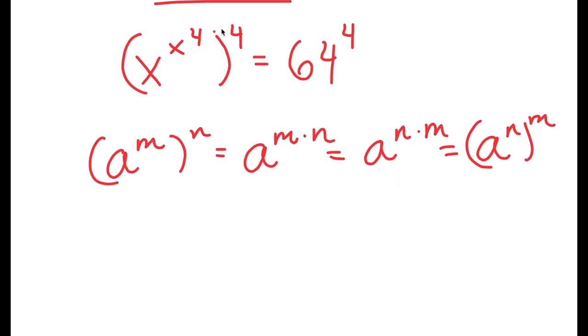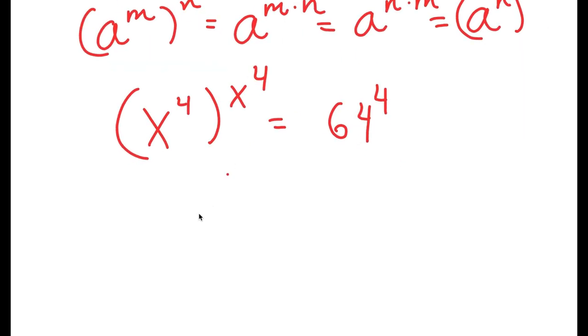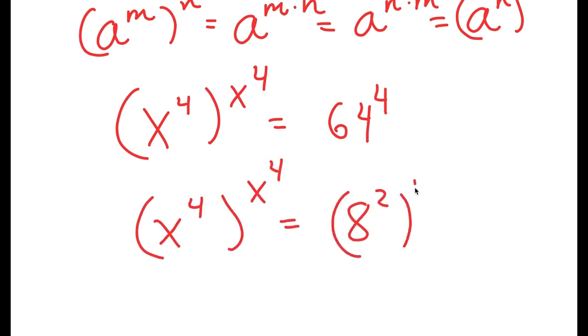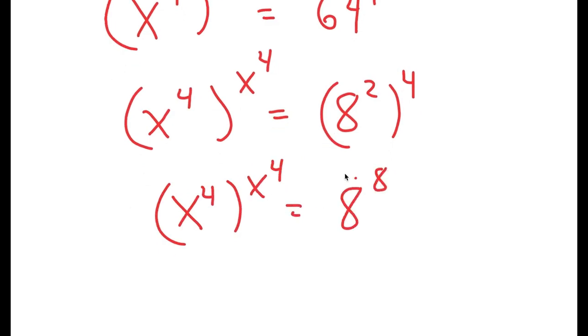So x to the power of x to the power of 4, to the power of 4. In this, I can think of x to the power of 4 as m and 4 as n. So this turns into x to the power of 4 to the power of x to the power of 4 is equal to 64 to the power of 4. Now 64 to the power of 4 I can rewrite as 8 squared to the power of 4, which turns into 8 to the power of 8.